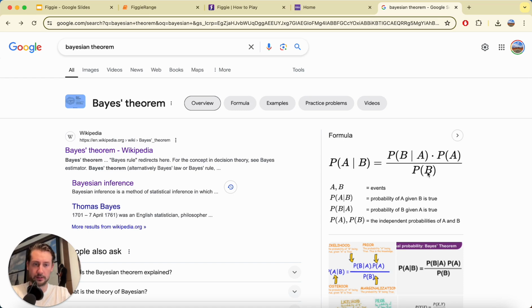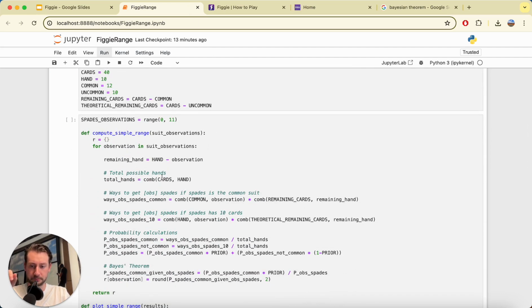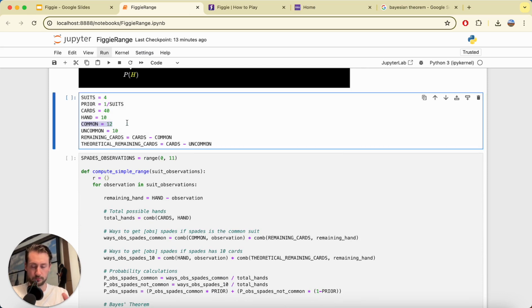It's going to get more clear as we get into it. But that's exactly what we want to do here. We want to model our probabilities of spade being the common suit. This is going to be our hypothesis here.